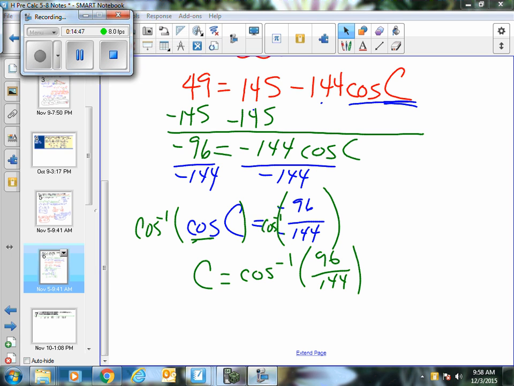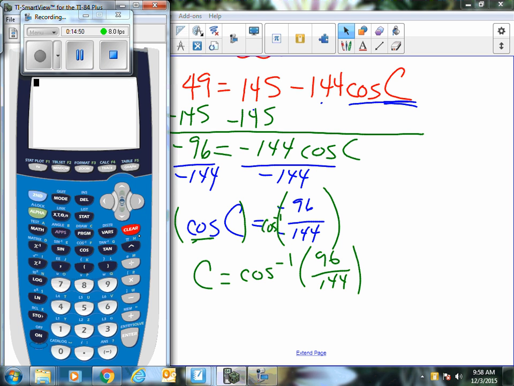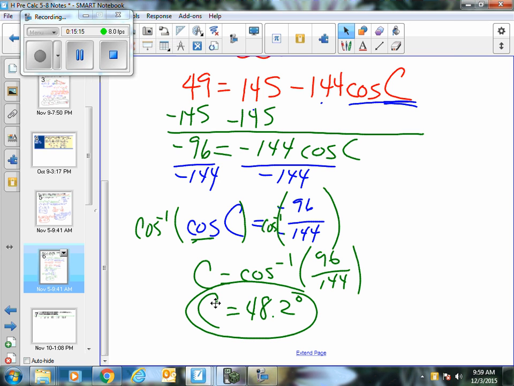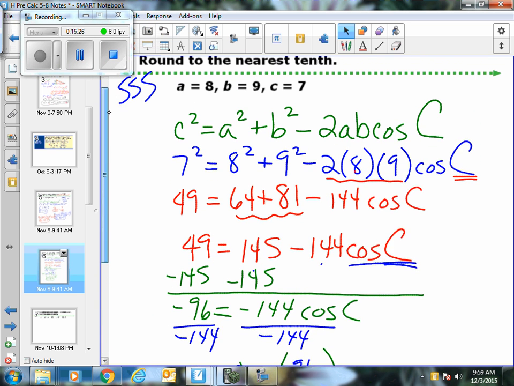So I'm going to clear that out here, inverse cosine of 96 divided by 144. Oops, forgot my 1. That would be wrong. Okay, so insert a 1 there. And I'm coming up with 48.2. So my angle measurement for angle C would be 48.2 degrees. So don't worry about too much simplifying there, but just make sure you know how to solve that equation for the cosine of C. So make sure you're doing opposite operations. Okay, so here we're back to that same place again. I know everything about C. So when I think about what I have left to find, I need all my angles.